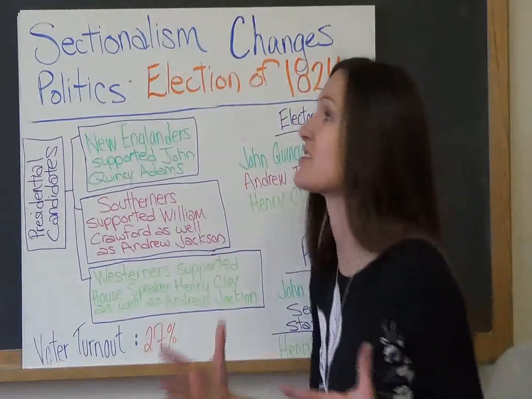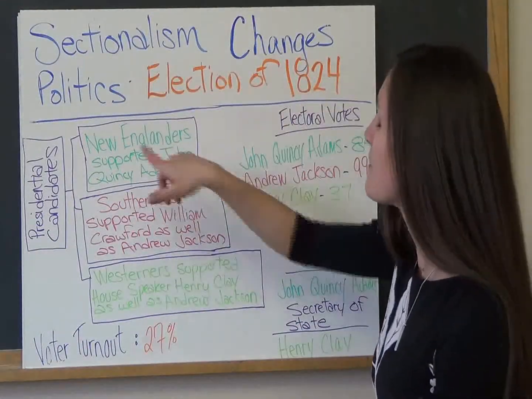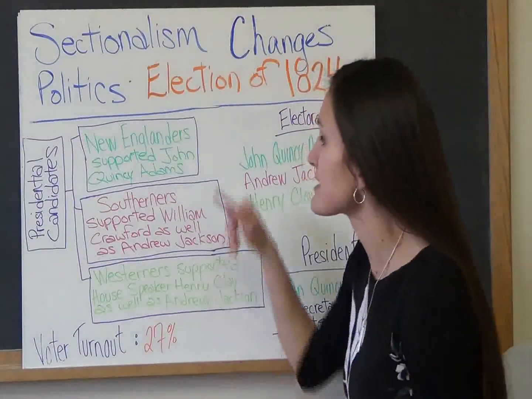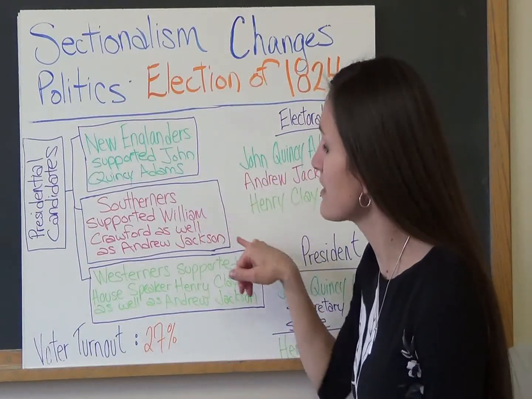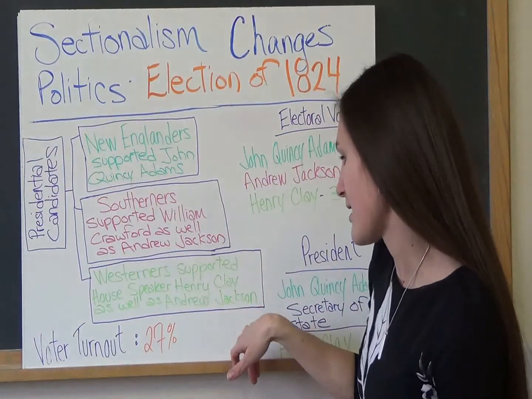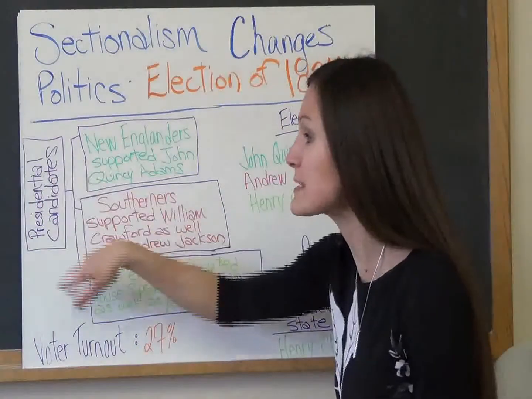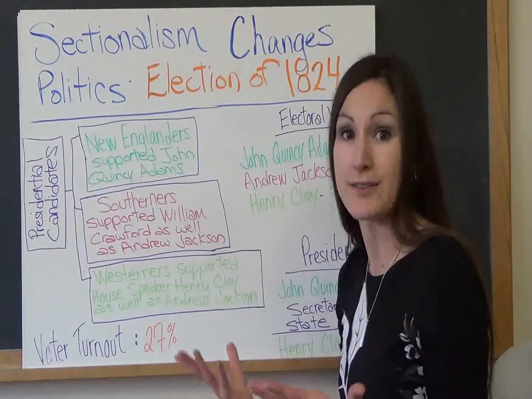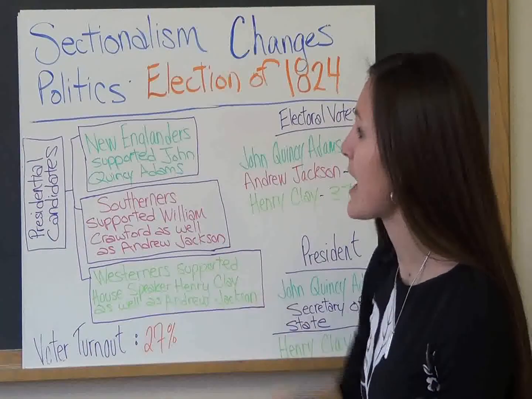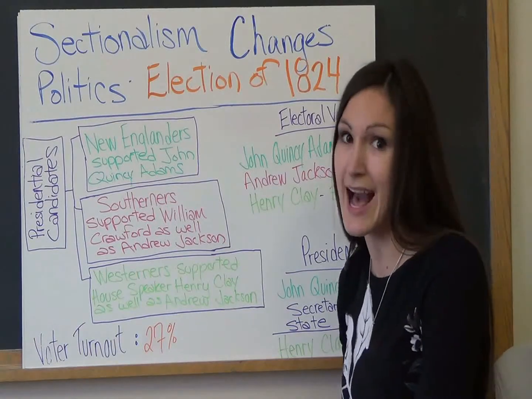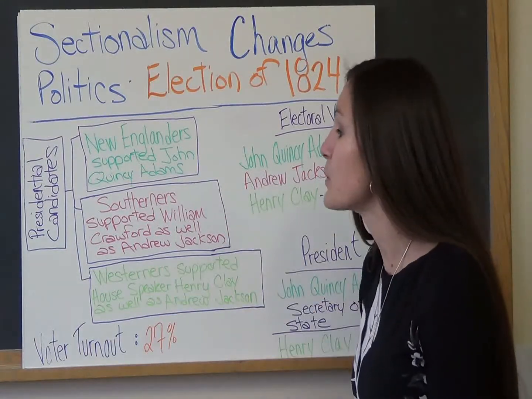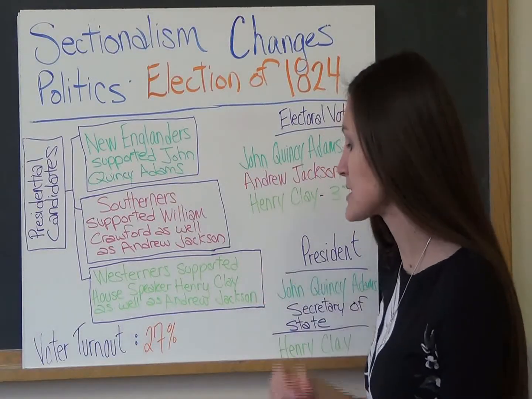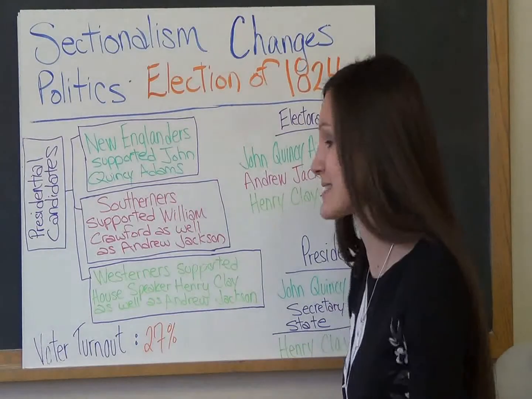All right, so our first section talks about sectionalism changes politics, the election of 1824. So you have presidential candidates, John Quincy Adams, William Crawford, Andrew Jackson, and Henry Clay. You will see that different parts of the United States, different sections, support different candidates. So first, we have New Englanders support John Quincy Adams. Southerners supported William Crawford as well as Andrew Jackson. And Westerners supported House Speaker Henry Clay as well as Andrew Jackson.